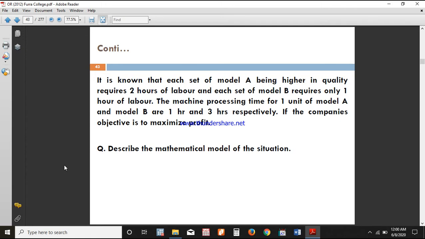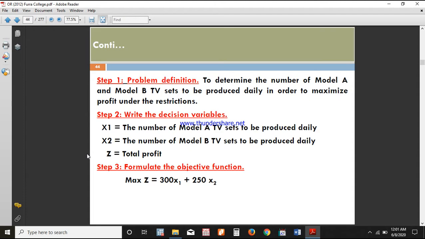It is known that each set of model A, being higher in quality, requires 2 hours of labor, and each set of model B requires only 1 hour of labor. The machine processing times for 1 unit of model A and model B are 1 hour and 3 hours respectively. The company's objective is to maximize profit; this is describing the model.